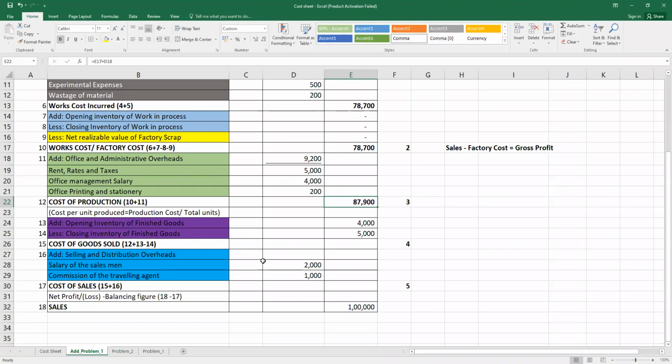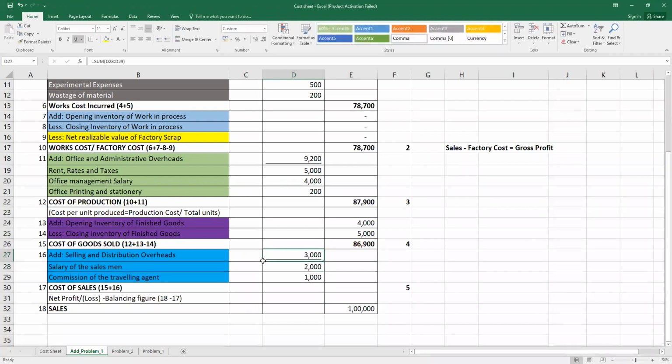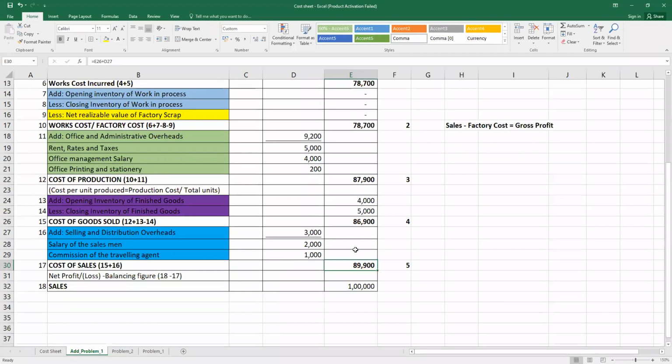Have you done up to here, guys? Yes, ma'am. Now we will calculate cost of goods sold. How? 87,900 plus opening inventory of FG minus closing inventory of FG coming to 86,900. Here also, let's take the total of selling and distribution overheads amounting to 3,000, and now we can safely calculate cost of sales amounting to 89,900. Are you done with this?